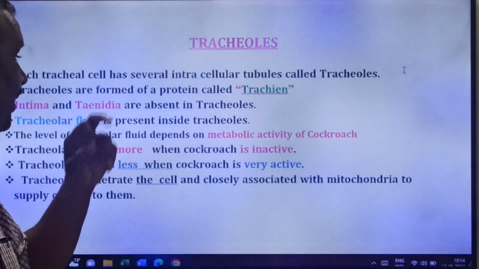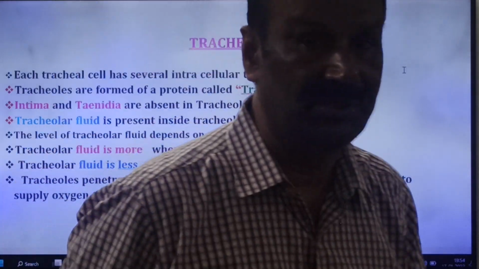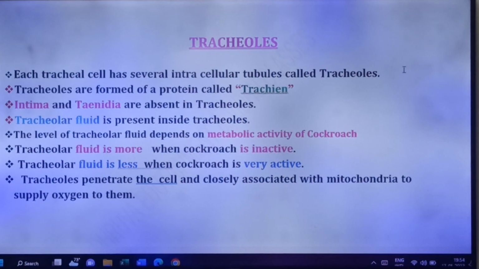The level of tracheolar fluid depends on the metabolic activity of the cockroach. Very, very important, friends. The tracheolar fluid is more when the cockroach is inactive. When the cockroach is inactive, the tracheoles have more tracheolar fluid. When the cockroach is very active, the tracheolar fluid is very less in the tracheoles.